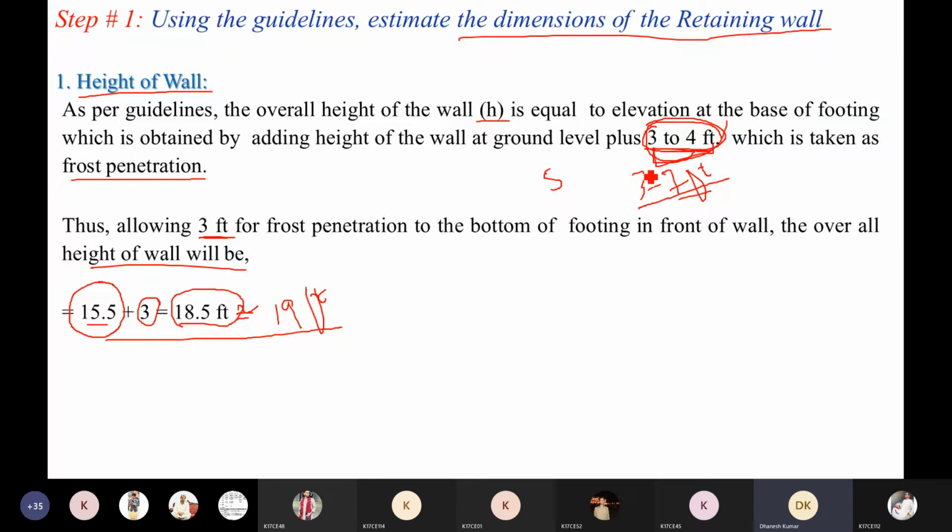But I would suggest that whenever you are in the field or whenever you are doing some practical work, try to take the average of it. Means 3 to 7 foot, the average is 5, right? You can take 5, or if you are taking this guideline as per ACI code, which I just taught you in the slides, you can take the average of 3 to 4 foot, that is 3.5 foot, maybe 4 foot. It all depends. Better to take average, not the minimum or not the maximum.